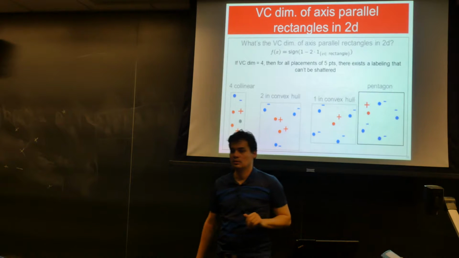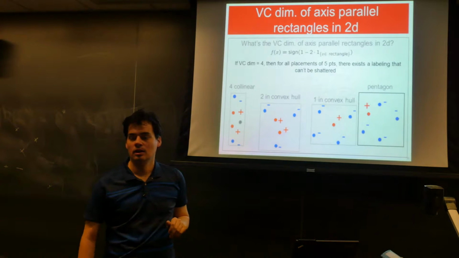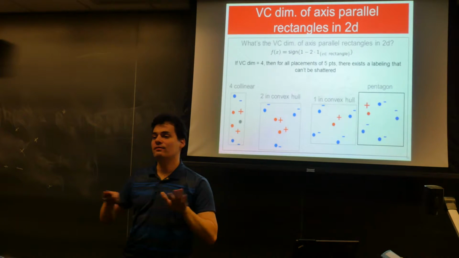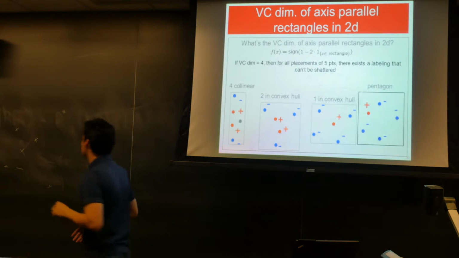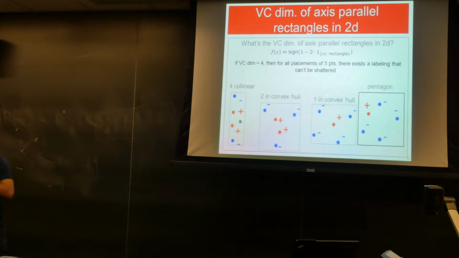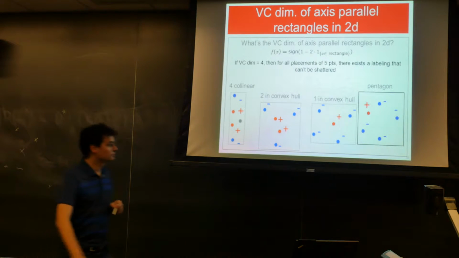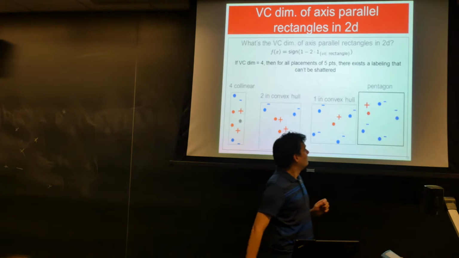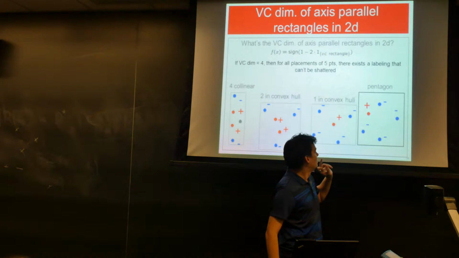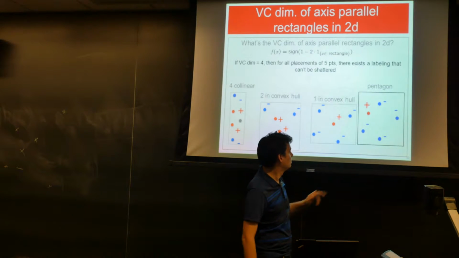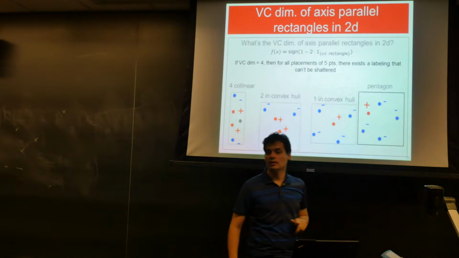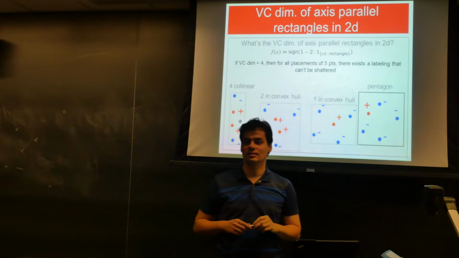Yes? Can we not invert the classifier? So the setup is that you fixed the function class, and the function class was that inside the rectangle, that's class 1. All right, if we have these 5 points, any comments, Alex?